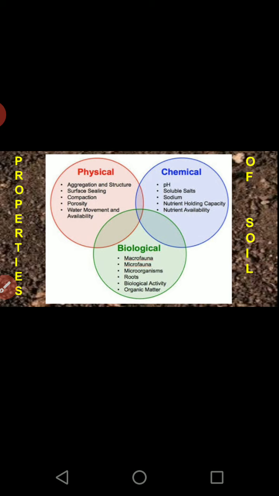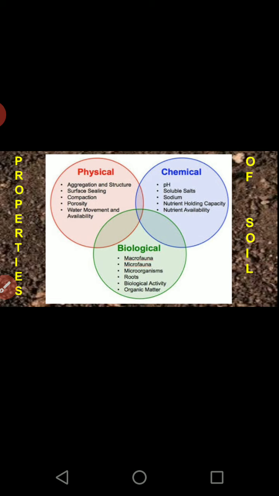Chemical properties: pH level, how many salts are there, sodium, then nutrient holding capacity, and nutrient availability also. Biological properties: fauna, microfauna, these are the microorganisms, roots, biological activity, organic matter.